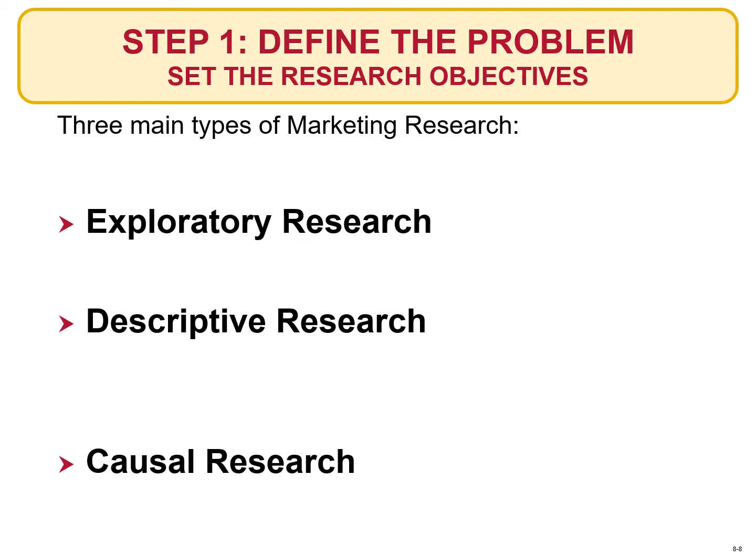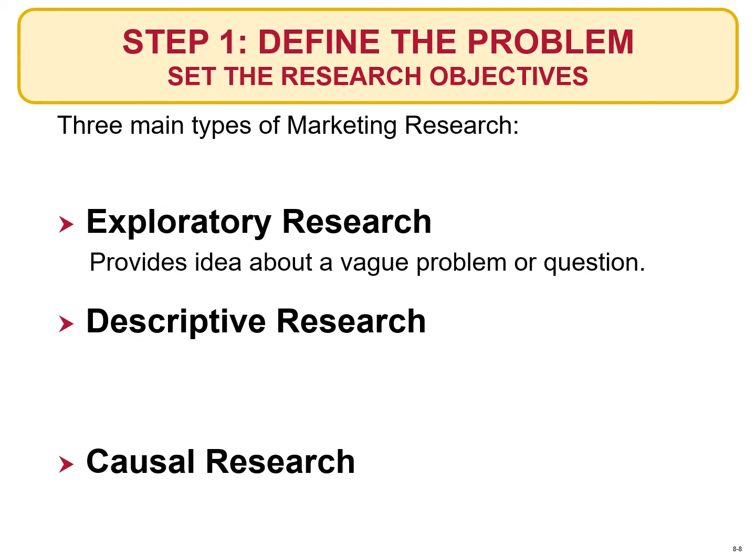So the first type of research that we're going to talk about is exploratory research. What is exploratory research? It provides an idea about a vague problem or question. So generally, the type of research you may have conducted for your assignments, even the one that we do for our marketing strategy analysis project, that is exploratory research. Basically, we're trying to explore things. We're trying to collect more information about something that's vague in our mind, about something that we don't know about. So that's the exploratory research that you conduct for your assignments and your projects.